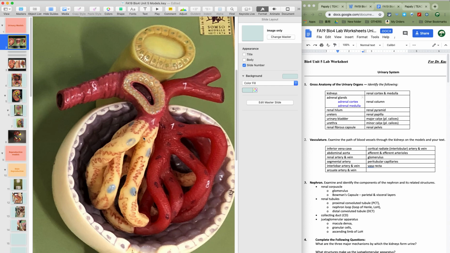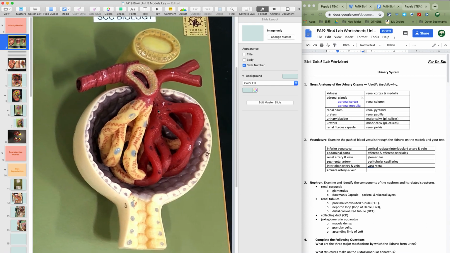These are podocytes, and then we have the endothelium lining the glomerulus. So the molecules that are able to pass through that endothelium and the basement membrane and then the podocytes are typically small molecules. They are filtered into the Bowman's capsule.